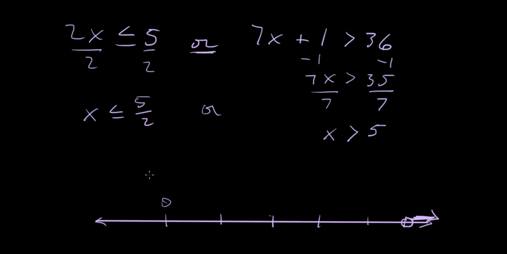X has to be less than or equal to 5 halves. Well, that's 2.5. This is 5 halves. This is 2. 1, 2, 3, 4. So this is 2.5 right here. So that's a solid circle because I got less than or equal to. So I put that there, and I shade all the way to the left on that. So there's my graph of that particular solution. You see everything less than and including 2.5, and everything greater than and not including 5. So x is greater than 5, or x is less than or equal to 5 halves.